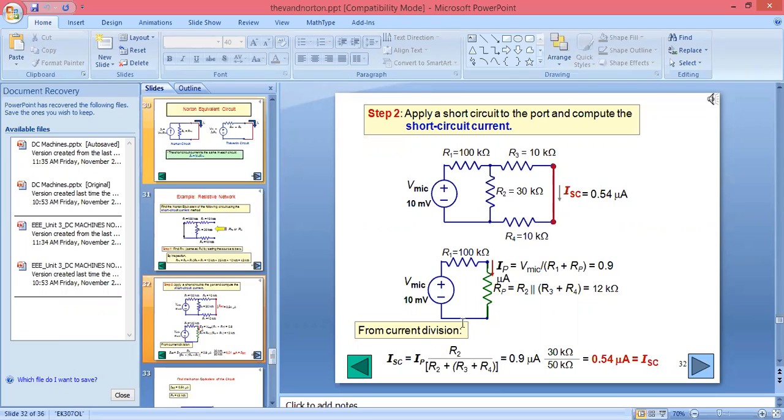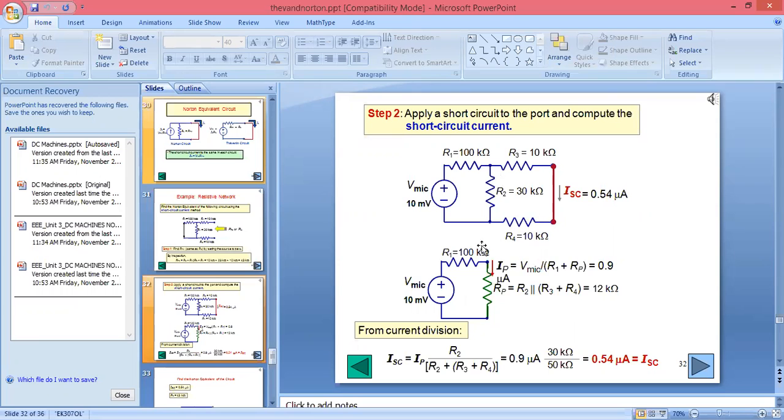How will you get it? Because they have given the voltage here, we can calculate IP equal to voltage upon total resistance. If you see here, these resistances R2, R3 and R4 are in series. So 10 plus 10, 20 kilo ohm. 20 and 30 in parallel: 20 into 30, 600, upon 20 plus 30, that is 50. 600 upon 50, you can calculate. You can write that value here, and that will be in series with this R1. So I can calculate directly according to Ohm's law.